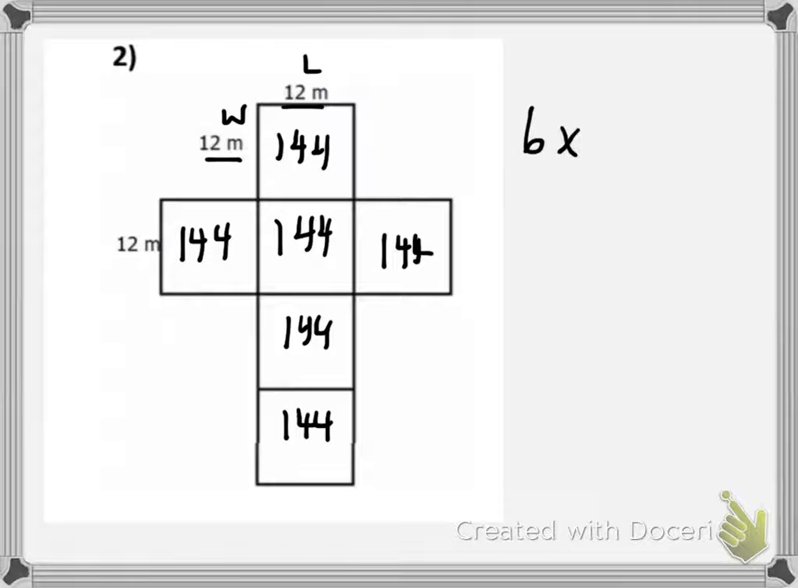We have 6 groups of that, and that gives us 864 meters squared for the surface area.